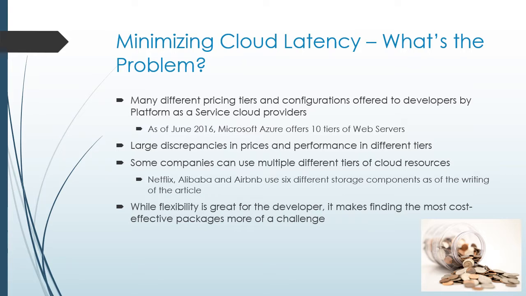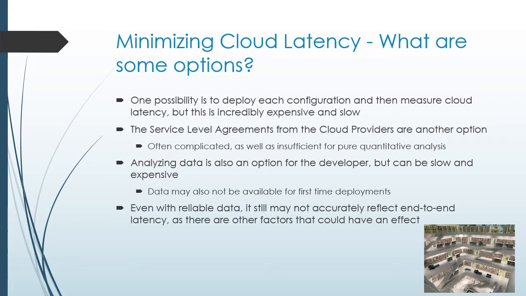Also, large discrepancies in prices and performances in different tiers complicate things further. Some companies, for instance, use multiple different tiers of cloud resources. Name a few examples: Netflix, Alibaba, and Airbnb use 6 different storage components as of the writing of the article. Flexibility is great, like I said, but it makes finding the most cost-effective packages a bit of a challenge. So what are some options in determining what makes the most sense to minimize cloud latency?